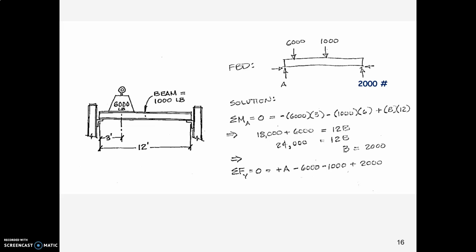Now I'll use my other equilibrium equation. Sum of all forces in the y direction equals 0. And what have we got? A going up, so it's positive. 6,000 coming down, 1,000 coming down, so those are negative. 2,000 going up, so there's all the numbers. And they all add up to A equals 5,000 pounds. So I can write that under this end of the beam.